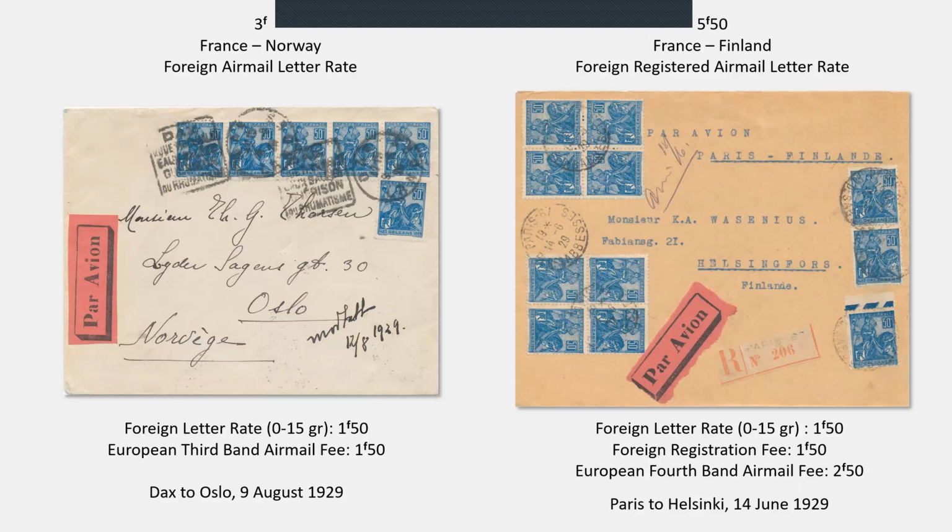6 stamps again will pay for the France to Norway airmail letter rate, because your foreign letter rate is still £1.50, but Norway is on the 3rd band airmail fee of £1.50. So your total is 3 francs. And we go further afield, France to Finland, and this is foreign letter rate, foreign registration fee, European 4th band airmail fee, now totaling up to 5 francs, £5.50.